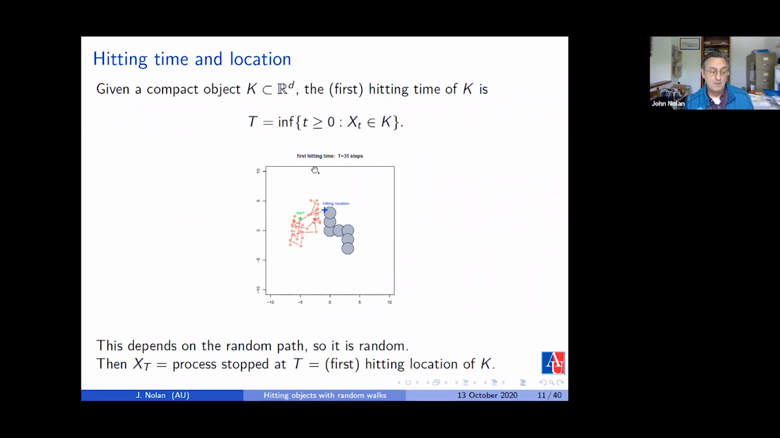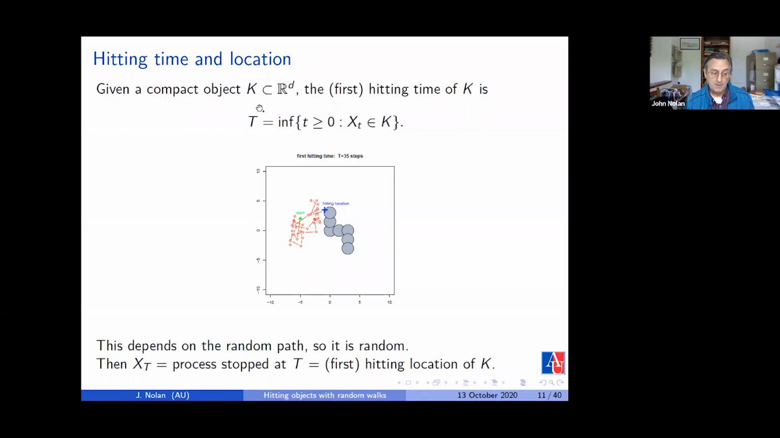Okay? So we're going to let T, capital T, be the smallest positive time where the process is in the set K. And this depends on the random path. So even if I start at the same location, the same point, I'll get a random path. The jumps will be random, and so I'll have a different path, and I may or may not hit the set, and then I'll generally hit it at a different point.